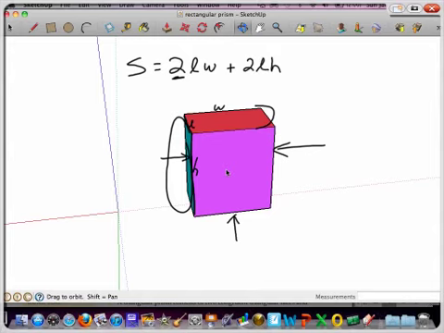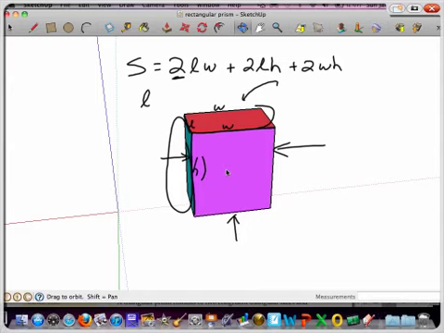And then we've got the third side, which is the purple side here. And this area here, that we said was W, this is H. So that would be W times H. That would be exactly the same in the back. So it would be 2 times W times H. So there's my surface area for a rectangular prism.